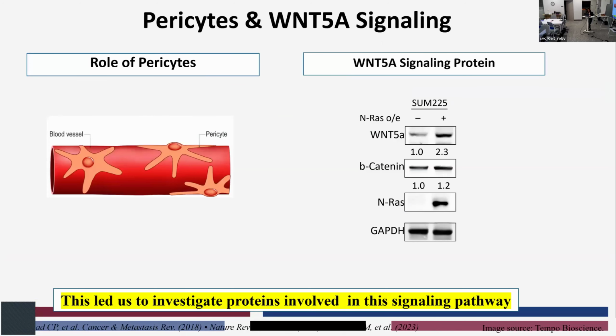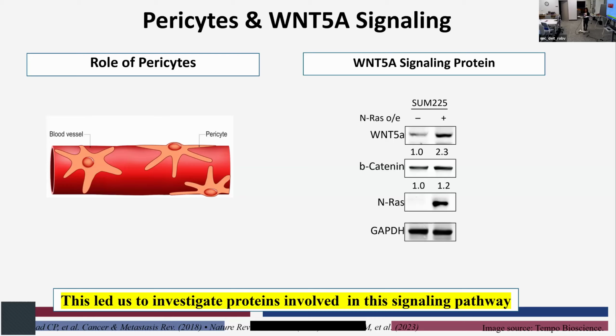And then the parasites are cells that normally wrap around small blood vessels. Under healthy conditions, they help maintain blood vessel stability and regulate blood flow. However, within the tumors, their behavior can change. Instead of simply supporting healthy blood vessels, they can participate in communication with nearby cancer cells. And one important signaling molecule involved in this communication is the Wnt5A.